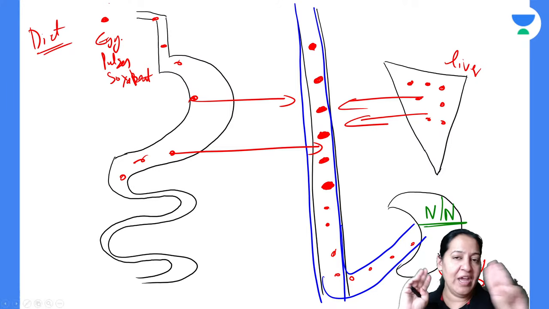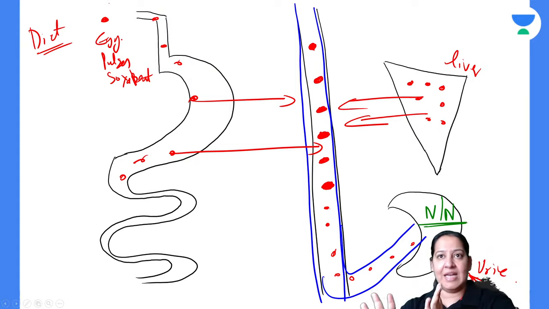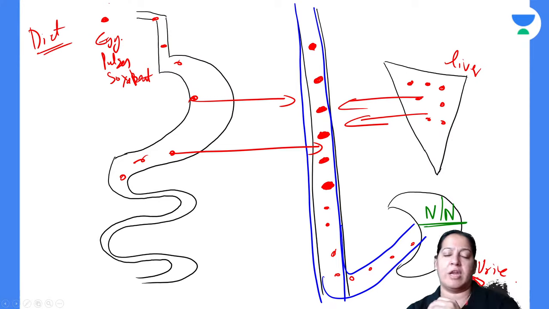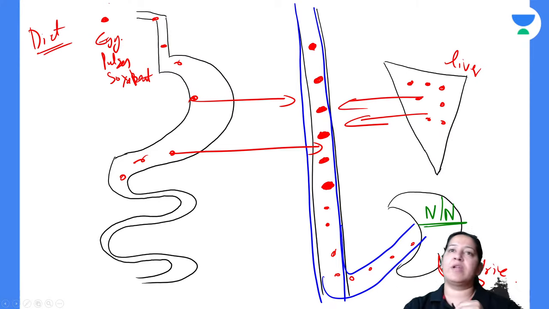Now tell me three reasons. The three organs are in front of you: GIT, liver and kidney, which are involved in protein metabolism. Two are forming protein, one is excreting protein, right? So tell me the three reasons for fall in protein in the blood. How can the protein in the blood fall? Who will tell me the three reasons?